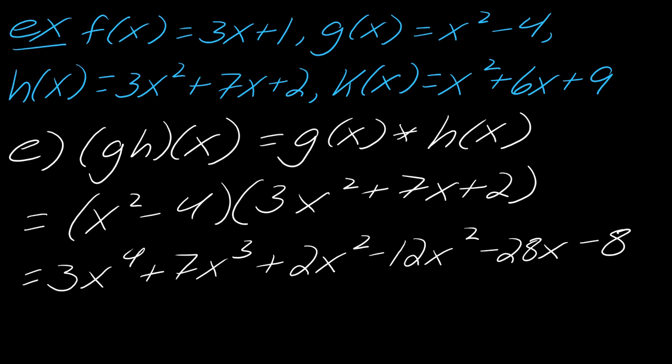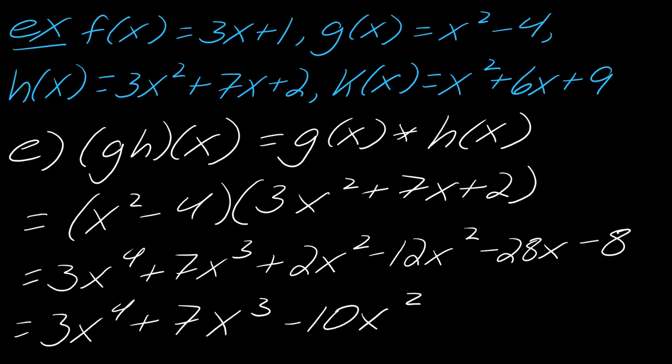And now it's just, is there anything I can simplify? So this whole thing will simplify to 3x to the 4th plus 7x cubed, let's see, minus 10x squared minus 28x minus 8. And yeah, that's a little messy, but that's as far as we can really go with this problem. So we multiplied it out together, and that was the result.